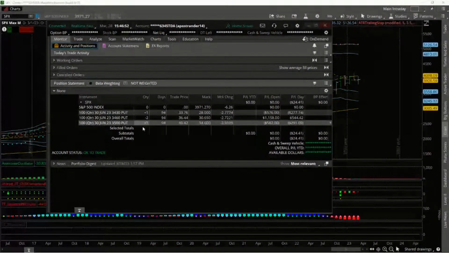And I went with the 3,500, 3,460, 3,430 put. So for those of you unfamiliar with this strategy, I'll pull this up on Tasty Trade just because I think it's easier to see the trade idea in that account. And I'll put this up on the option chain. But this is basically a debit style broken wing butterfly, where the debit spread portion of the butterfly is wider than the credit spread.